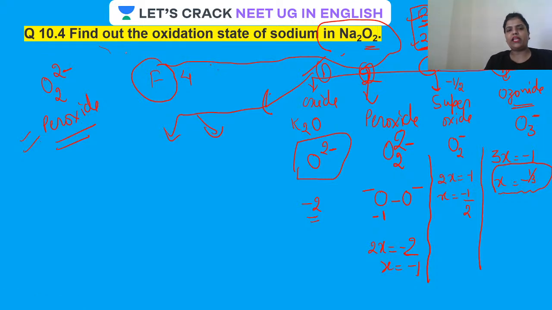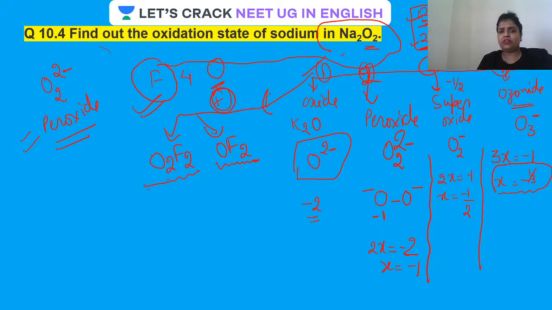Now look at this. The only element which is more electronegative than fluorine is oxygen, guys. So oxygen shows a positive oxidation state only when it combines with fluorine. I'm repeating, oxygen will show a positive oxidation state only and only when it combines with an element more electronegative than it, and that is fluorine, guys. So look at the screen. It can be in the form of either O2F2 or OF2, dioxygen difluoride and oxygen difluoride.